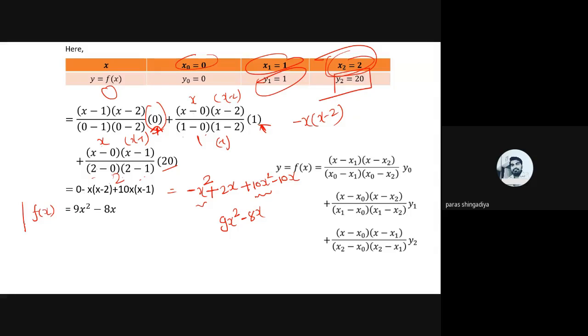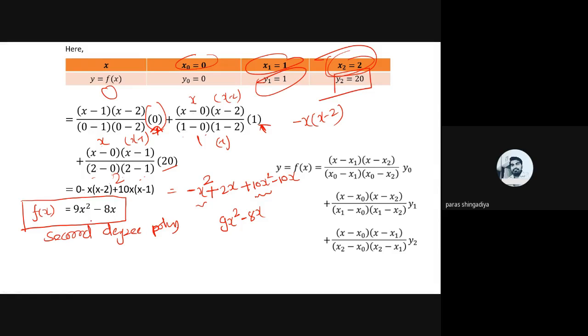That is our required polynomial, and it is a second degree equation. Okay, it is a second degree polynomial because the degree of this equation is 2. Okay, the highest power of x is 2 here, so we can say it is a second degree polynomial. Okay, the second degree equation, second degree polynomial.